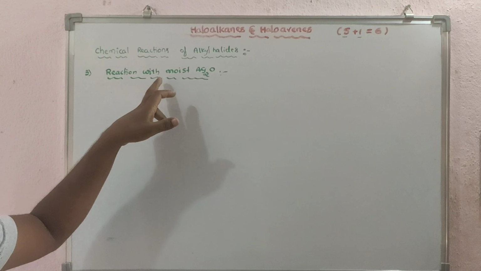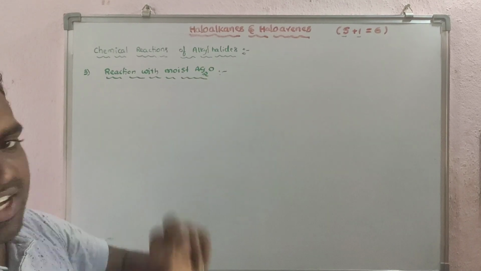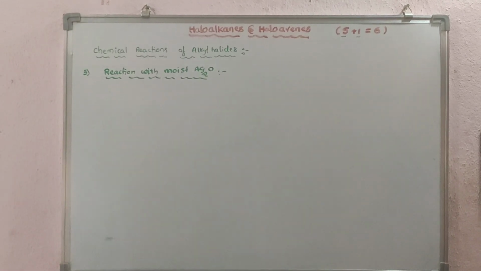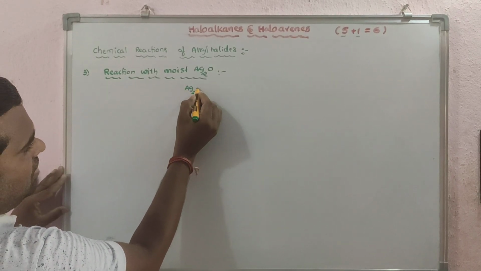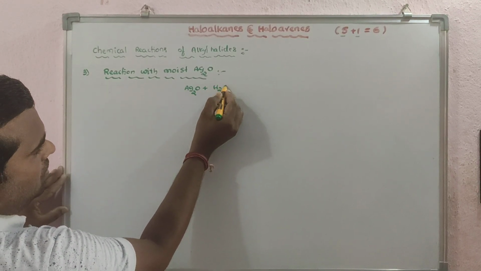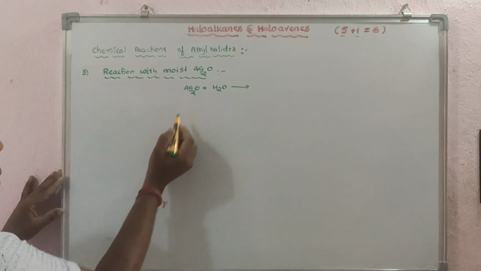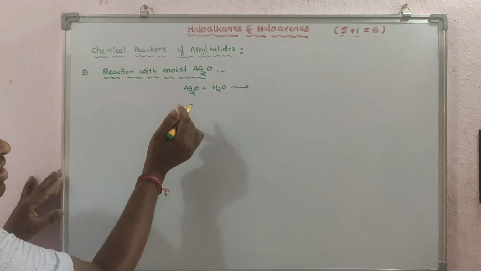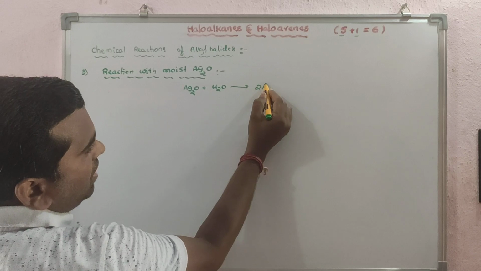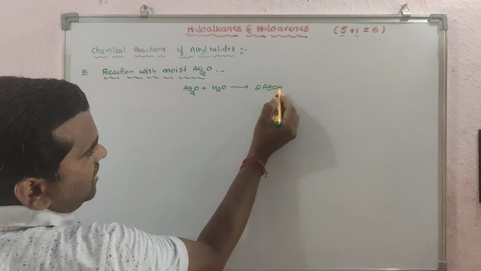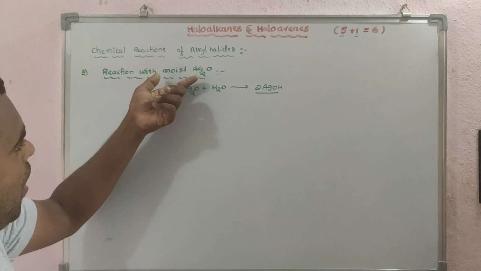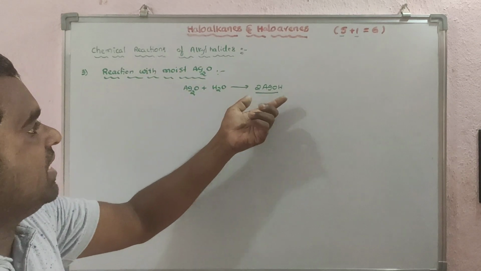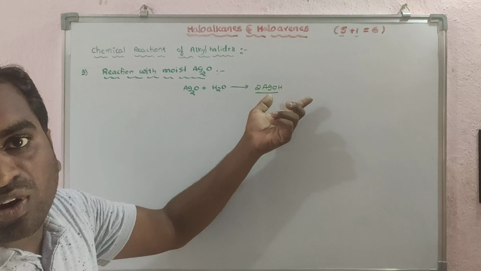Next one. Third one is reaction with moist Ag2O, silver oxide. Clear? Moist means it is reacted with water, H2O. Moisture means it contains water. So that's why it converted into AgOH. It means if it is reaction with moist Ag2O, it is like silver hydroxide.